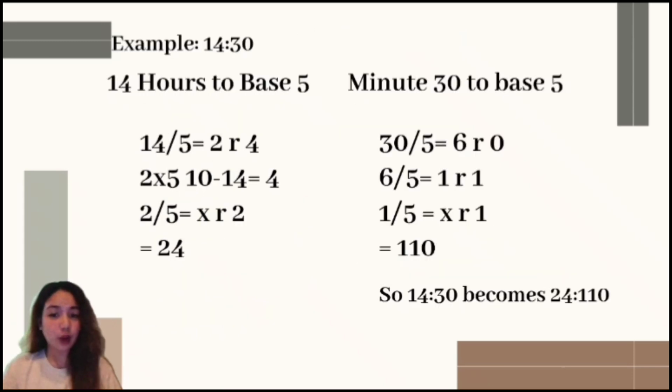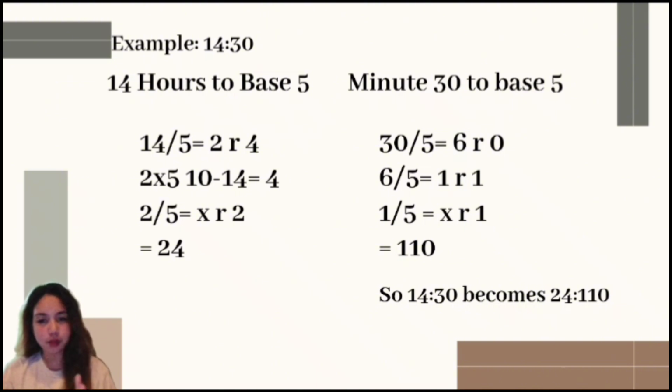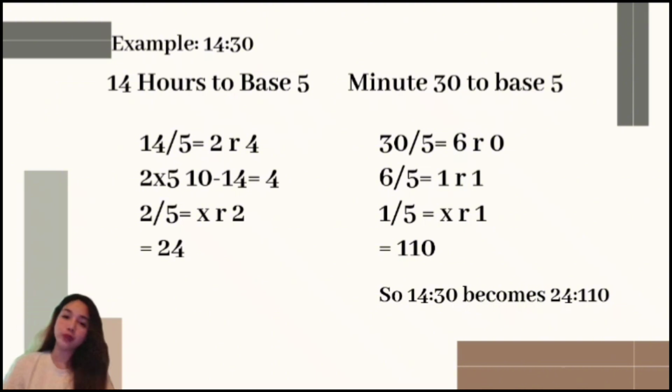For you to further understand our own clock system, which is the base 5, we will have an example. It will be 14 hours and 30 minutes. First, we will tackle the hours. 14 divided by 5, our clock system, is equal to 2 remainder 4. How? We will have to know how many times we can multiply the 5 to get the 14. So we all know that it is 2. 2 times 5 is 10. 14 minus 10 is equal to 4. So the remainder is 4.